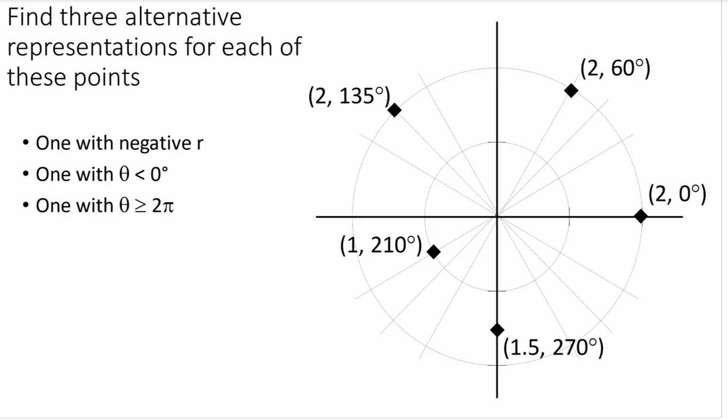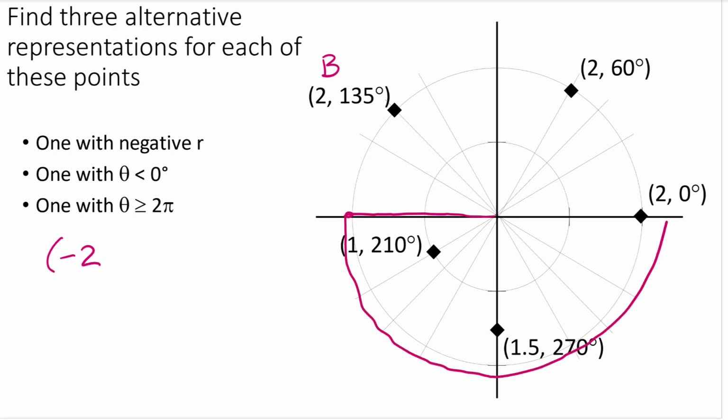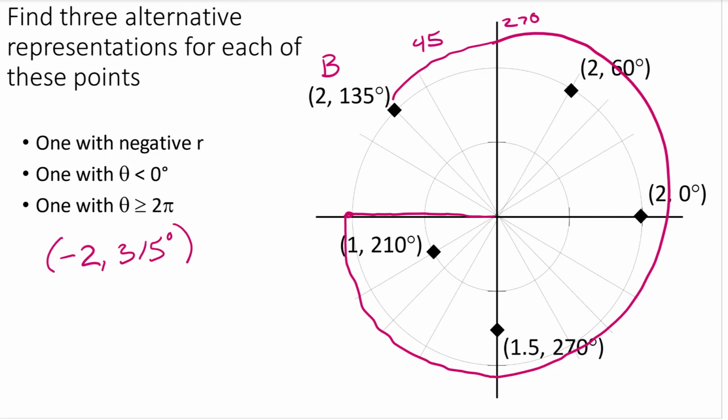Okay, so let's go ahead and look at, we'll call this one B. Again, in theory, you have paused the video and tried to do these. So we've got a negative r. Our negative r would be the negative 2, and then we're going to go counterclockwise. So go all the way around. This is 270, and then we're going to go another 45. So that's 315 degrees. I got that, I think.